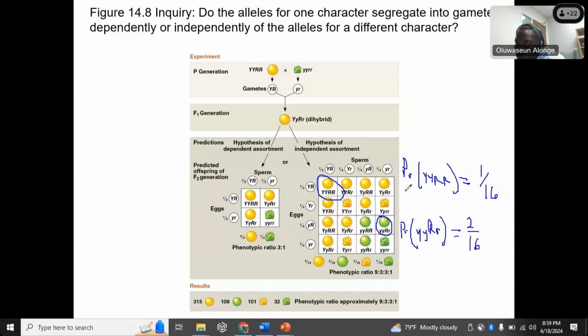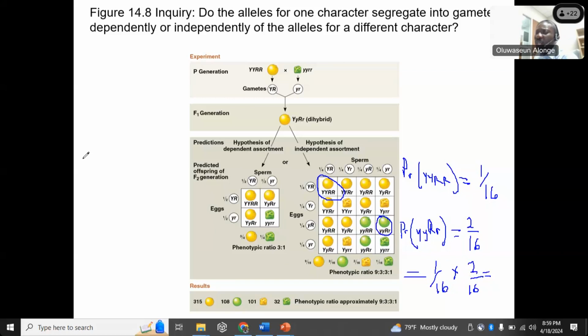Now, the question is, what is the probability of this and this? So the question is, what is the probability that we are going to have this and this? The answer to that is actually 1/16 times 2/16. That is the answer to that question. So in that case, we calculate that, and that will be the answer.